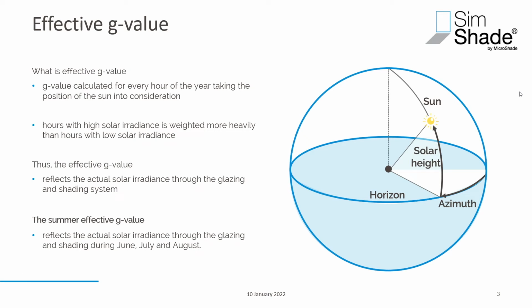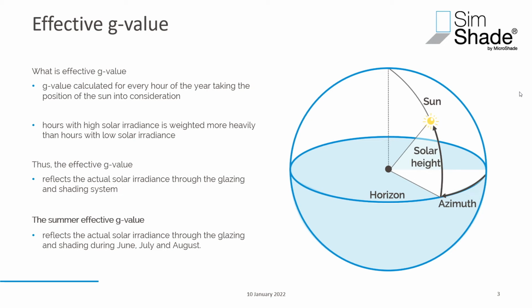The effective G-value is a G-value calculated for every hour of the year, taking the position of the sun into consideration. And then we weight the hours with more solar duration more heavily than the hours with low solar duration. And in this way, we get what we call the effective G-value. And this actually reflects the actual solar irradiation through the glazing and the shading system.